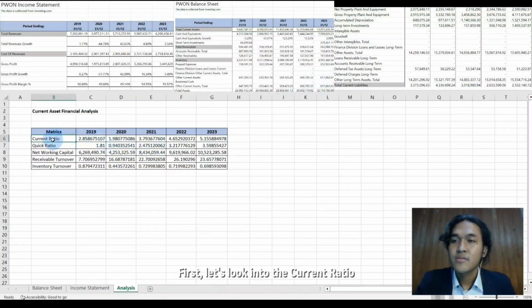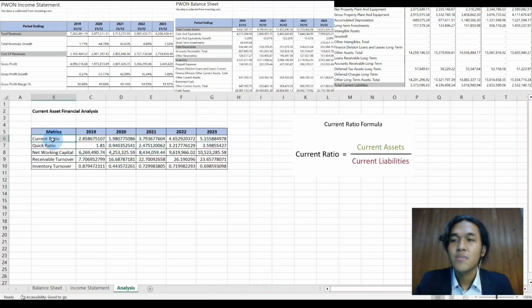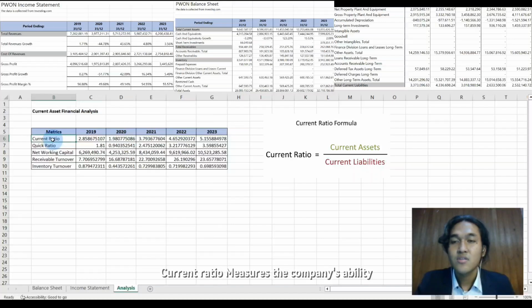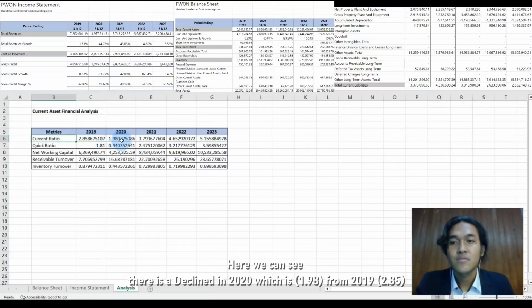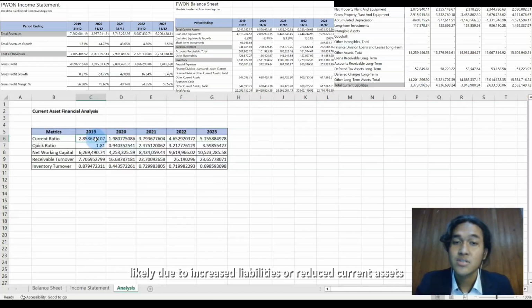First, let's look into the current ratio, which we get from current assets divided by current liabilities. Current ratio measures the company's ability to pay short-term obligations with current assets. A ratio above 1 indicates sufficient assets to cover liabilities. Here we can see there's a decline in 2020, from 1.98 in 2019 to 0.85, likely due to increased liabilities or reduced current assets.